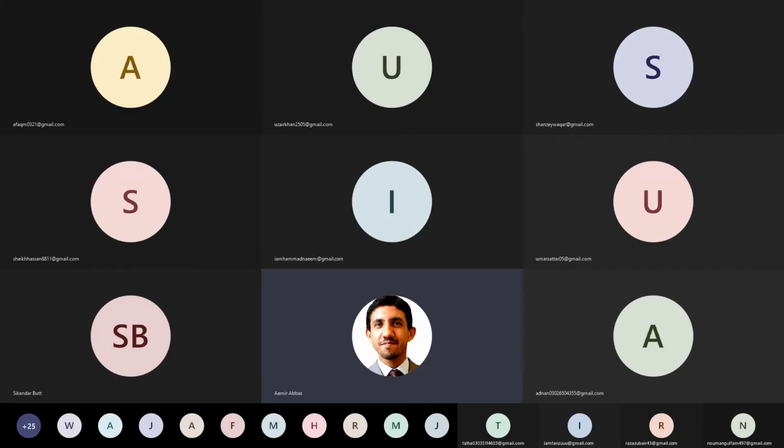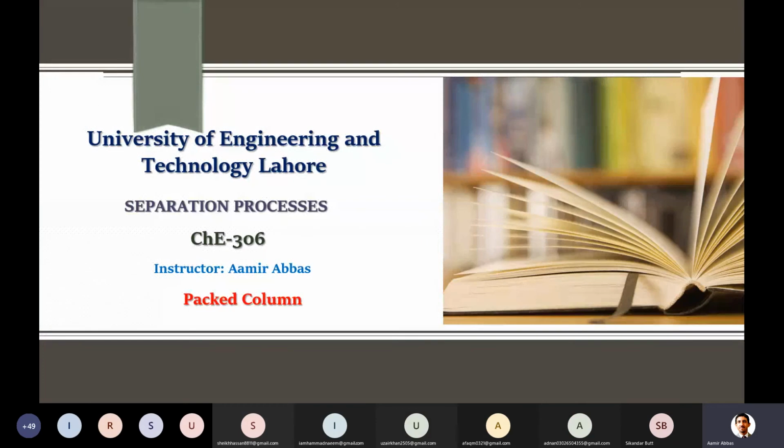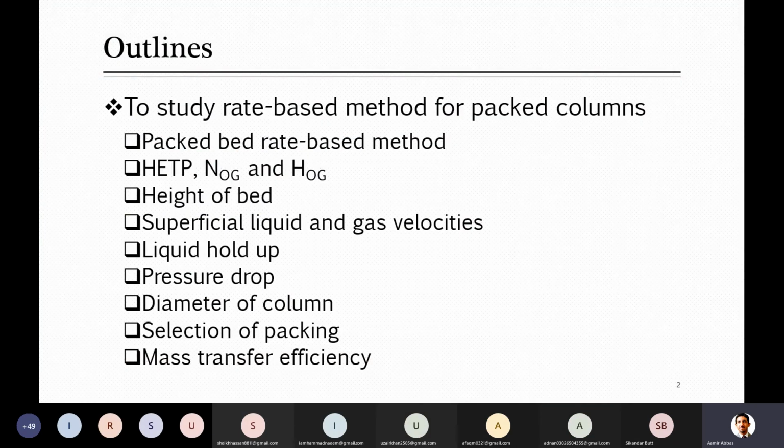So before I start this lecture, I will quickly overview a few things which you have already studied. Actually, this is not in one lecture. All these contents will be covered in a series of lectures. This method is called the rate-based method for packed column. In this method, we have to cover the outlines provided here.